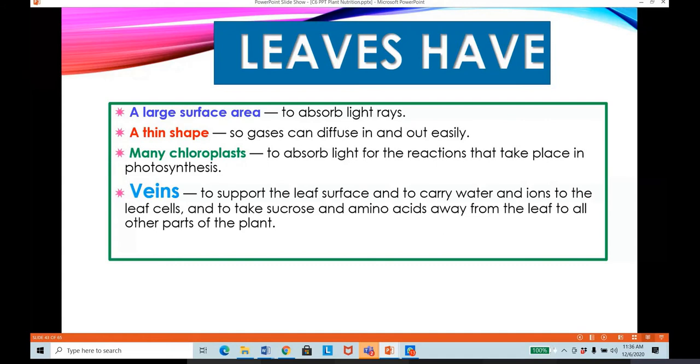Quickly, ladies. Why does the leaf have a thin shape? You have it written on the slide. You may just read it out. So it's easier for gases to diffuse. Very good. Excellent. And why do they have many chloroplasts?